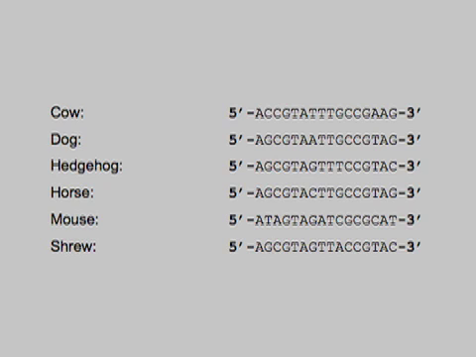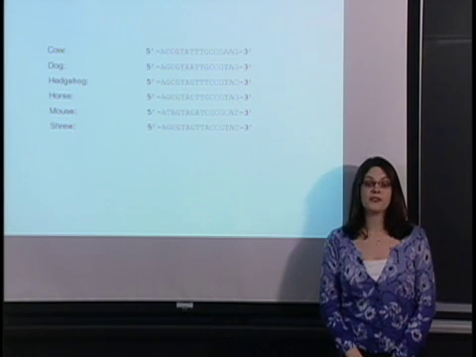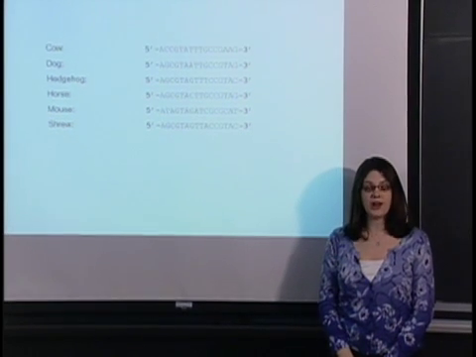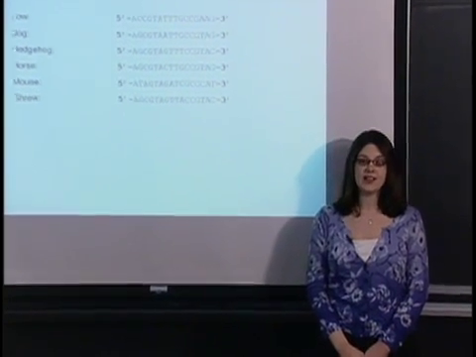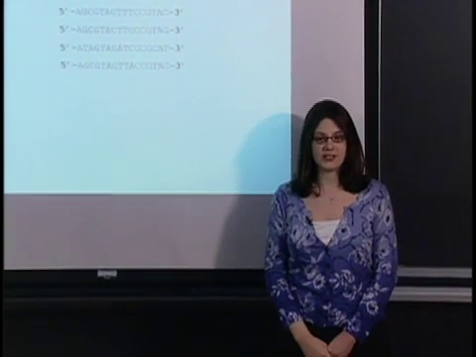What you can see on the front page of your worksheet, entitled Classification of Mammals Based on DNA Sequence, are these 6 DNA sequences from cow, dog, hedgehog, horse, mouse, and shrew. What I'd like you to do is count the number of differences between each pair of organisms on this list. And I'd like you to record your answers in the chart that I've given you on the front page of that worksheet. I'll show you that chart in my next slide.